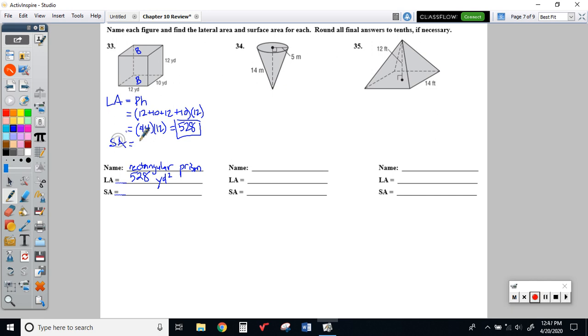And then surface area is that lateral area plus the area of the two bases. So we could just plug in 528 right there, and then we'd have 2 times 12 times 10. And that I'll just write in there. So 2 times 12 times 10, that'd be 240 added to 528. So we're looking at 768 yards squared. So 768 is the answer going in there. For this one, we've got lateral area of a cone.